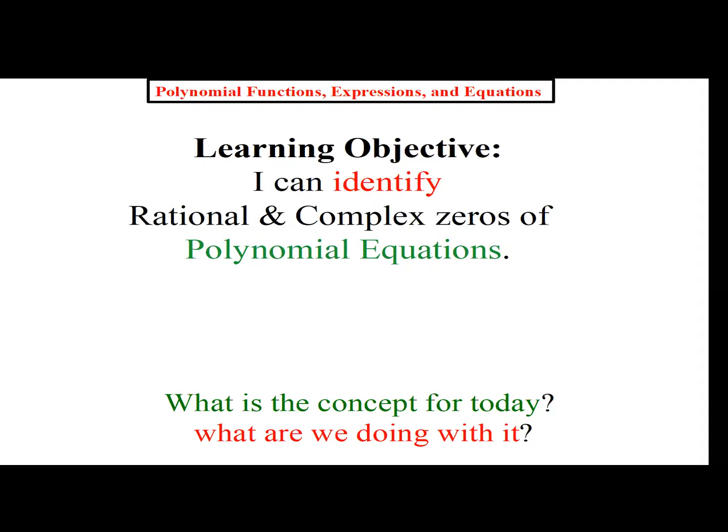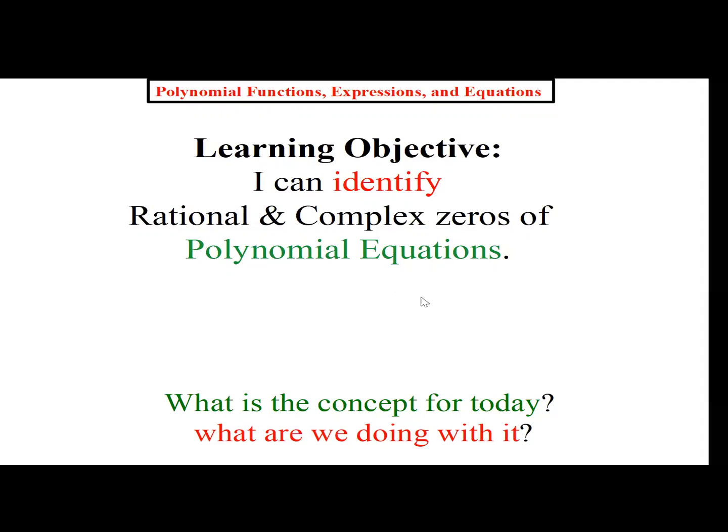All right. Well, now that we're back, here we go. Our objective for today, I can identify rational and complex zeros of polynomial equations. You're like, oh, snap, Mr. Q. Oh, snap is right. We've been working with identifying rational zeros of polynomial equations, but today we're adding what? Complex zeros. So does that mean it's going to get complex, Mr. Q? Oh, yes. Get it? It's going to get complex.